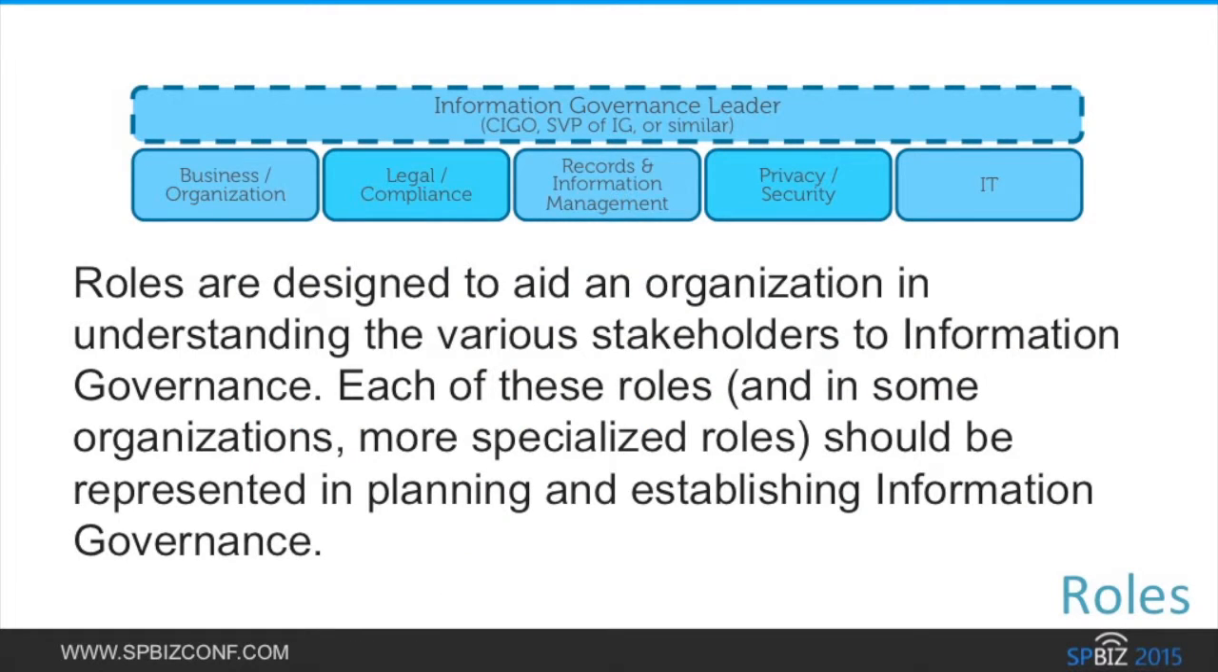We have at the top of the Optismo Information Governance Model someone who is leading the Information Governance Initiative, either a Chief Information Governance Officer or an SVP of Information Governance or something like that. To me, it's not about what you're calling this person, it's about what they're achieving. Underneath the IG leader are the various stakeholders, who should, in the least, be providing input on the information governance project, including the business or organization, legal and compliance, records and information management, privacy and/or security, and obviously IT.